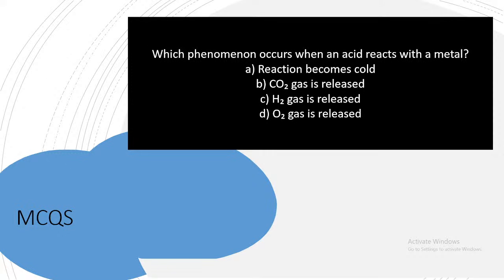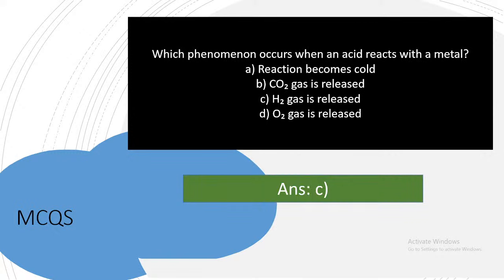Okay, we have a majority of C. So yes, C is the correct option. Whenever any acid reacts with a metal, hydrogen gas is released. For example, take sodium and an acid, and you'll get sodium chloride plus hydrogen gas. So hydrogen gas is released and a salt is formed. Yes, C is the correct option.